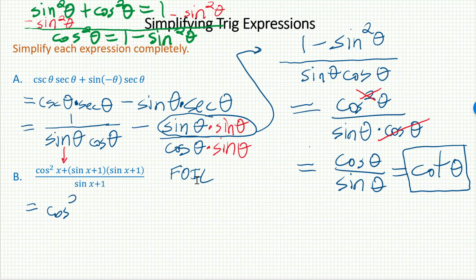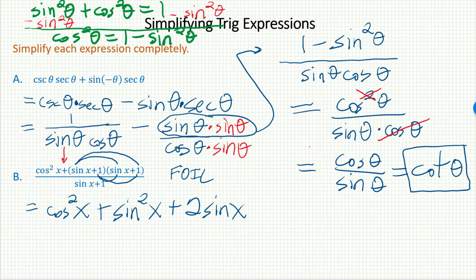So I have cosine squared x, and then I'm going to do my FOIL. So I have first, sine x times sine x, which would be sine squared x. And then I have outer, sine x times 1, would just be sine x, plus inner, another sine x. So 2 sine x's in all. And then the last, 1 times 1 would be 1. So I've gone ahead and I've FOILed that out. Let me write my denominator down. Each step that I write should be equivalent to the previous step. Step by step, we're cleaning this thing up, making it a little bit nicer.